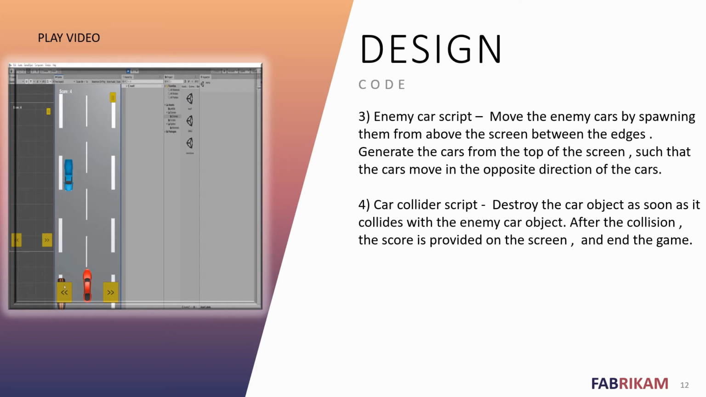Enemy car script: move the enemy cars by spawning them from above the screen between the edges, and generate the cars from the top of the screen such that the cars move in the opposite direction of the user's car. And car collider script: when the user car collides with any enemy car, we destroy the car object as soon as it collides with the enemy car. And after the collision, the score is provided on the screen and it ends the game.